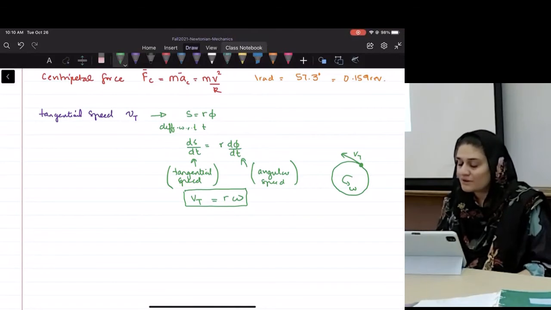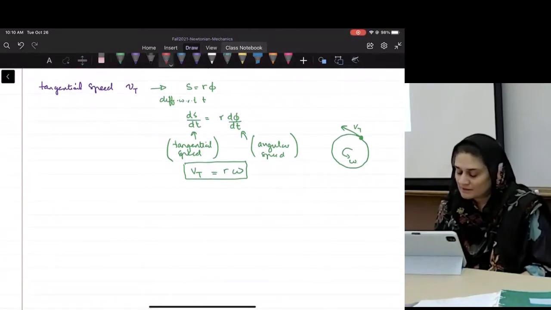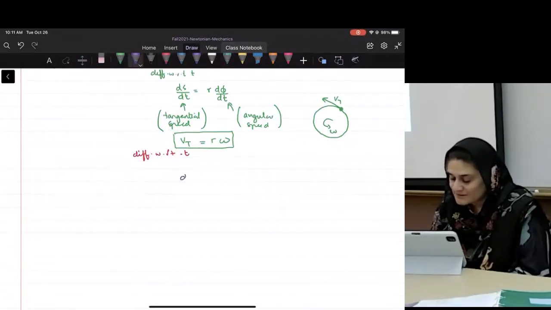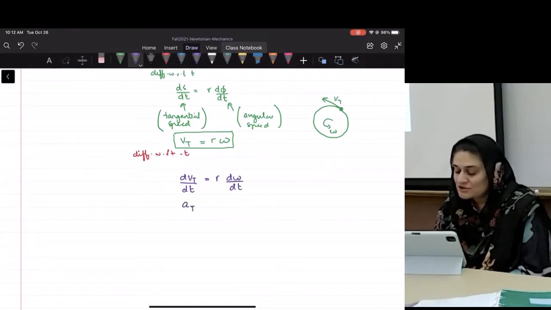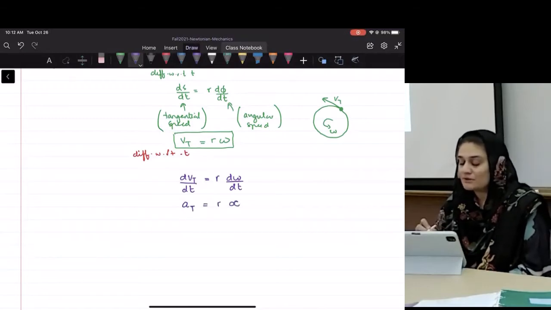Okay, now I can also differentiate it again with respect to time. So this is written as dVt over dt equals r d omega over dt. This is called the tangential acceleration, and this is called alpha, the angular acceleration.